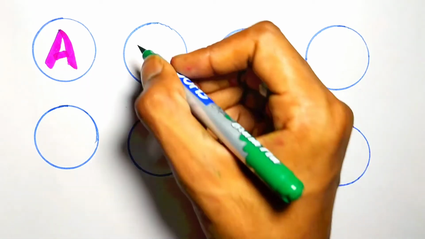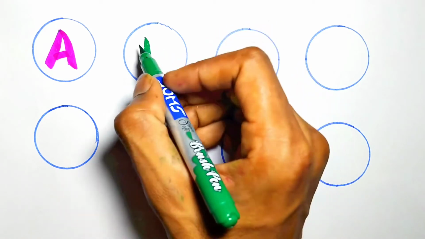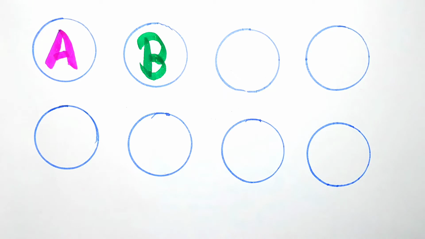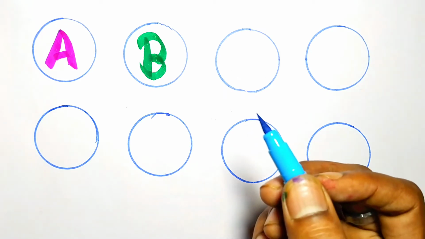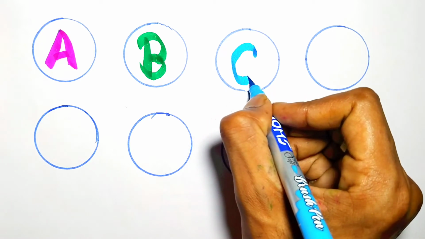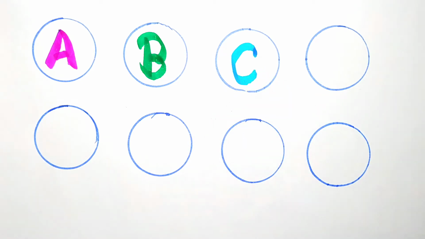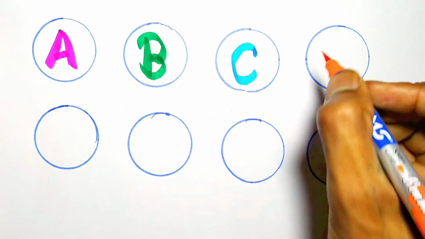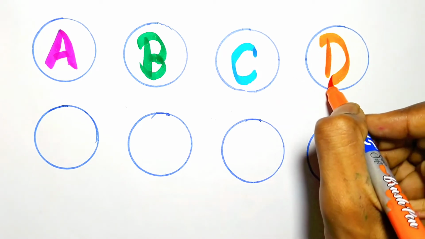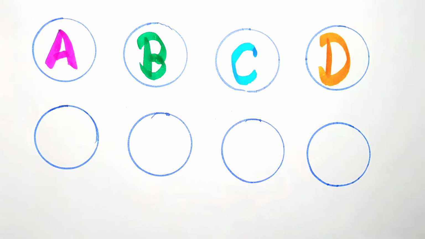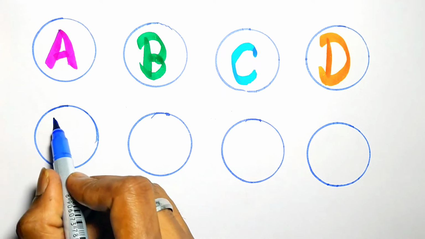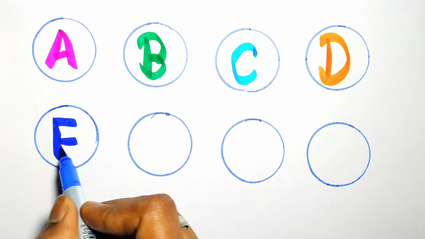Dark green color, B. B for ball. Sky blue color, C. C for cat. Orange color, D. D for dog. Blue color, E. E for elephant.